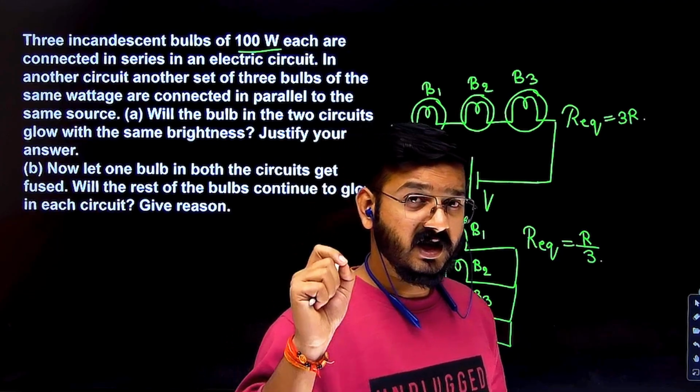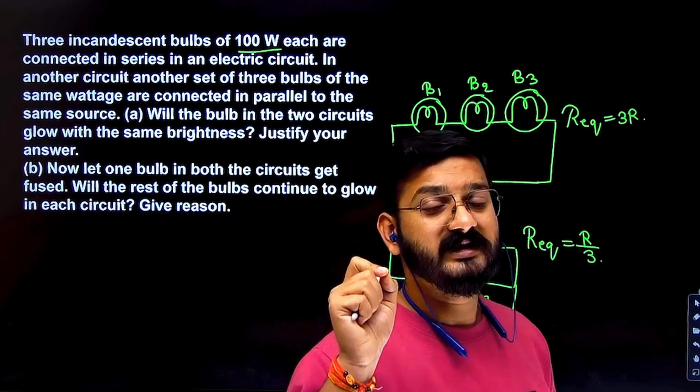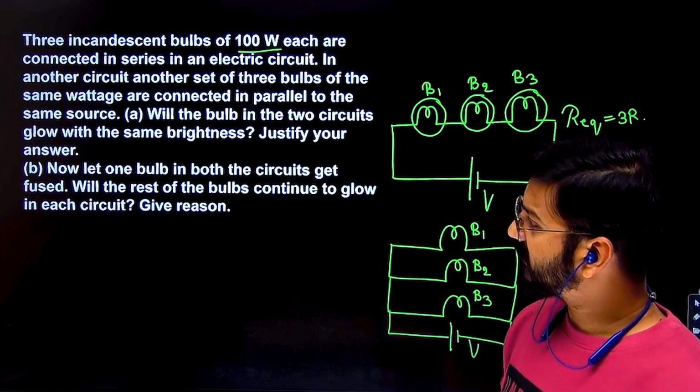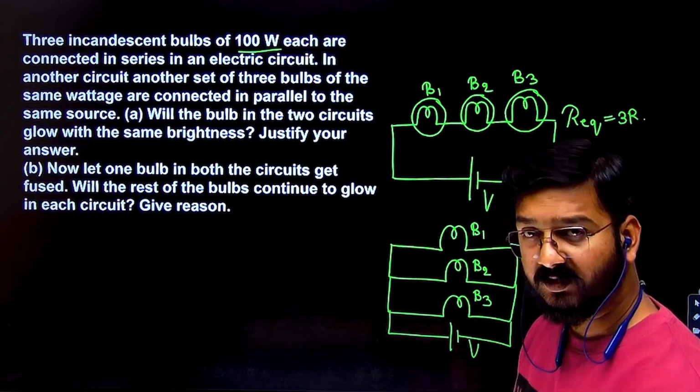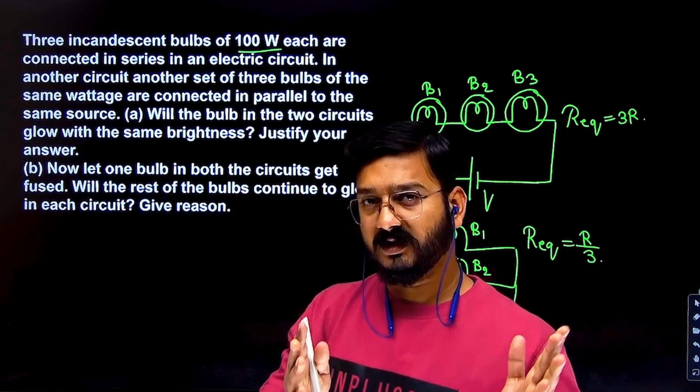And that is the reason in our household circuit, parallel combination is used. This is one of the most important reasons. Correct? So what will be the answer? In parallel connection, the rest of the bulbs will glow. But in series, the moment one of the components stops working, the whole circuit stops working.